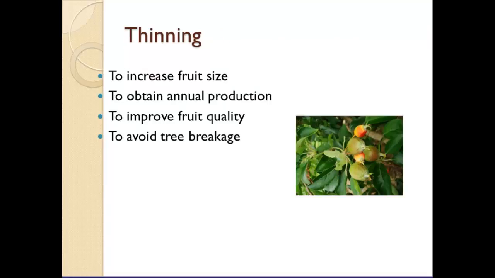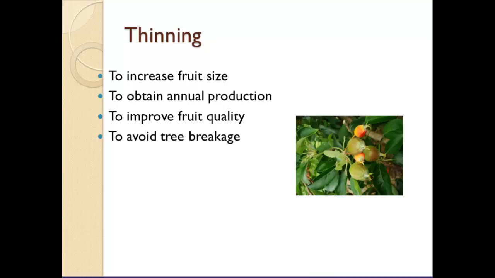The reason that we thin the crop is to obtain annual production. And what that means to you, particularly in apples, is that apples are naturally biennial bearers. A lot of nut crops are as well, meaning that they have a tendency to produce a very heavy crop one year, the next year hardly anything. And so when we thin, we're thinning to make that heavy crop lighter so that we can get a bigger crop on the off year. So that's one of the main reasons for thinning.